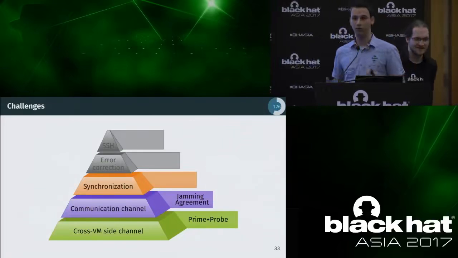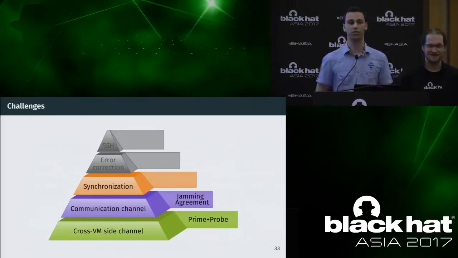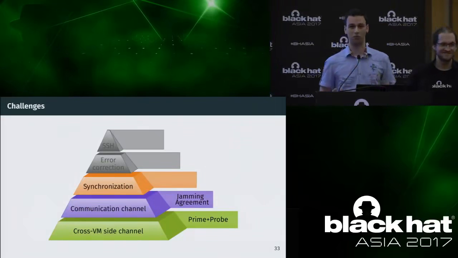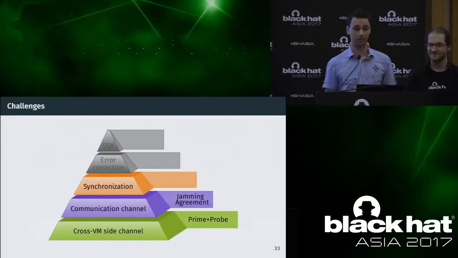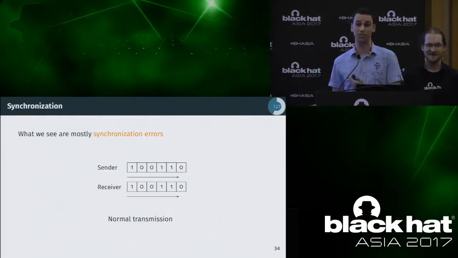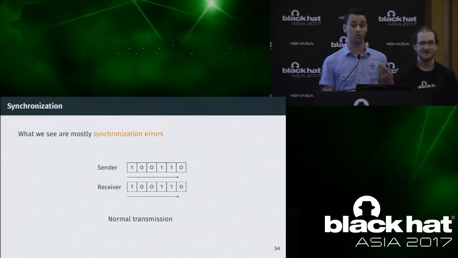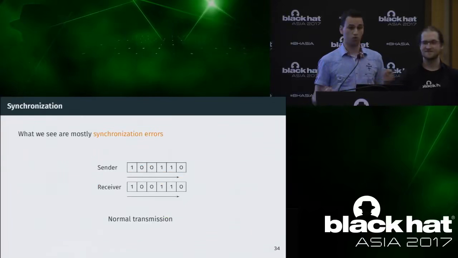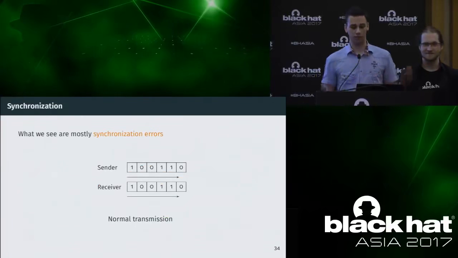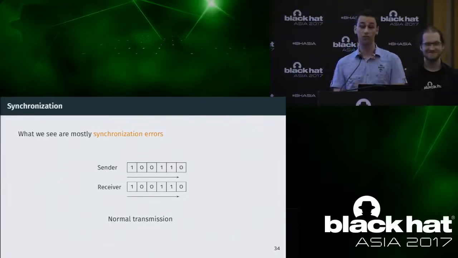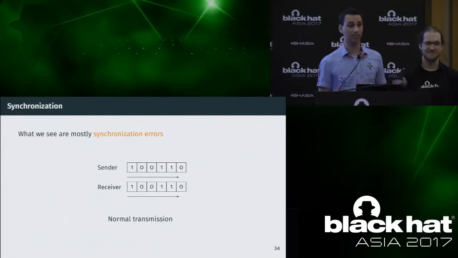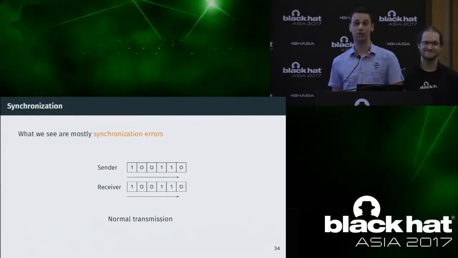So what we have to do here is we have to synchronize the receiver and the sender better, so that they actually are in sync and sending the data correctly at the same time. Because what we see here in this image are mostly synchronization errors. So in a perfect world, we have the sender and the receiver, and if the sender sends 100110, the receiver also receives 100110. That's the perfect world. That would be nice, but we're not living in a perfect world.